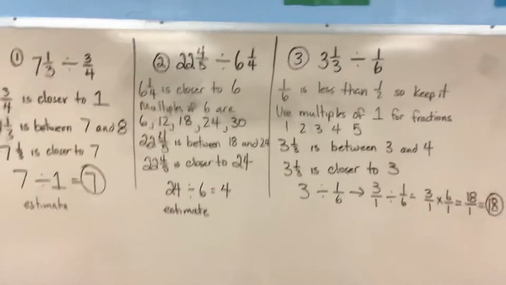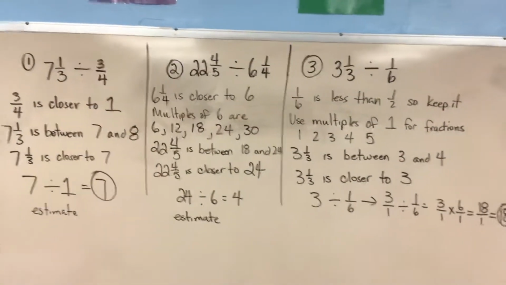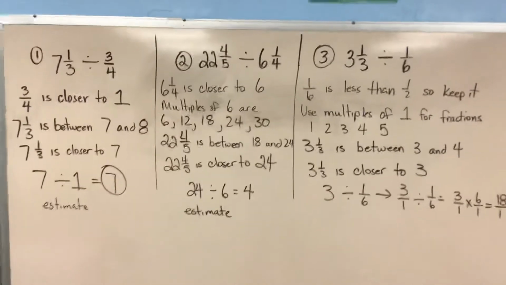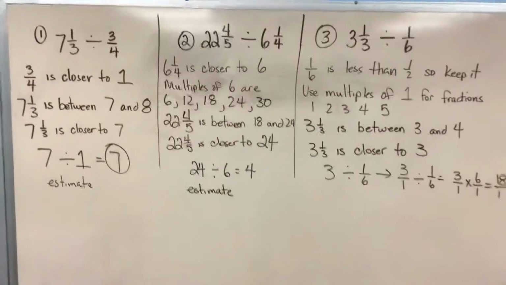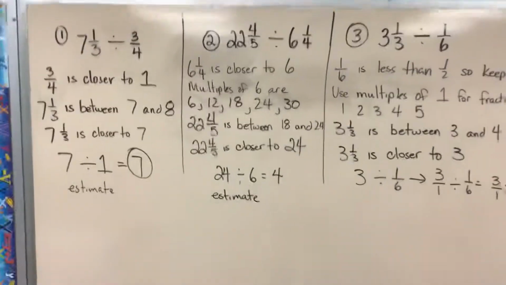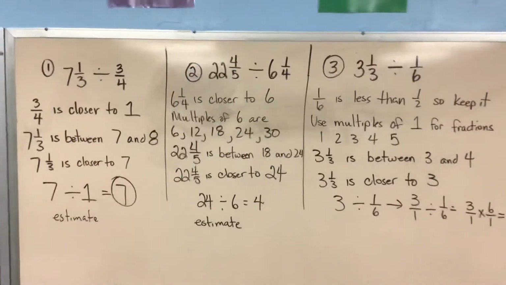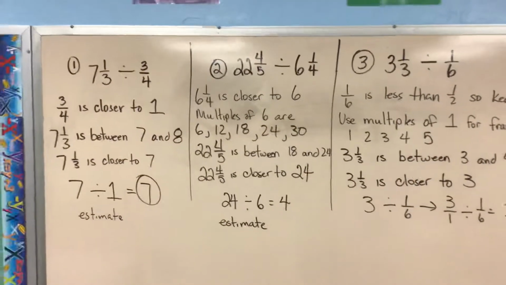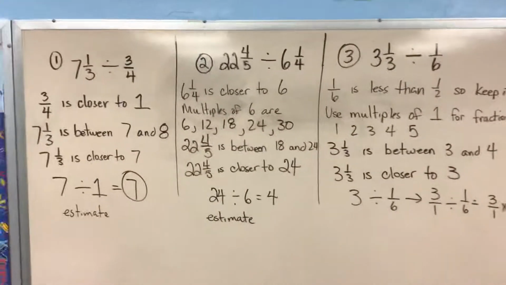Number 2, here we have two mixed numbers. 22 4/5 divided by 6 1/4. Here, first I look at the divisor. 6 1/4 is closer to 6. Remember, I'm always trying to use whole numbers to make life really easy for myself. Instead of trying to divide 6 1/4, I'll just round it to 6.